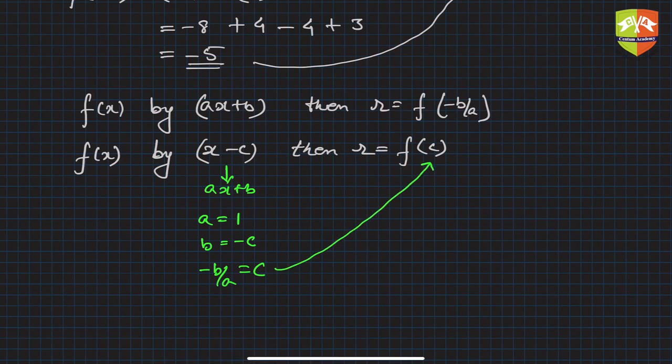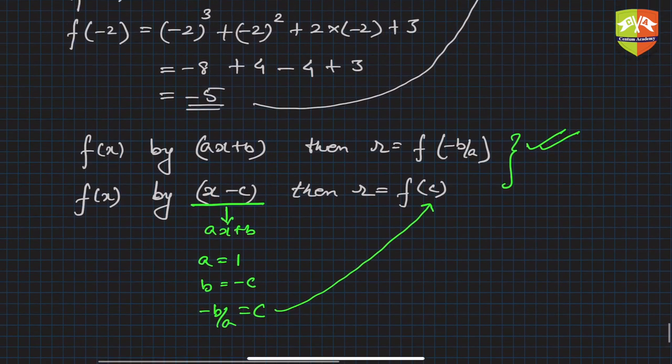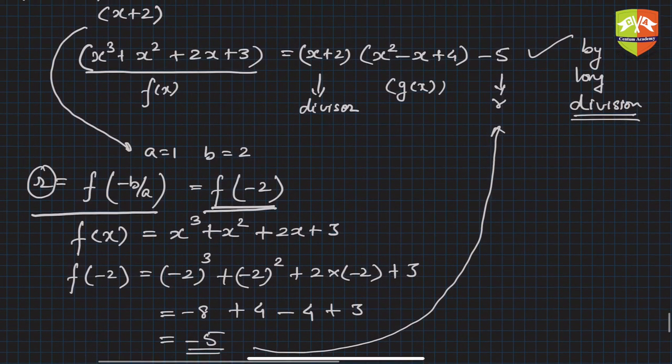So both these forms, you remember, this is a general form and this is a specific form when the coefficient of x is 1 and x minus c is what you're using to divide f(x). Okay, this is the remainder theorem. We'll see some problems on this to make it more clear. I hope this theorem is understood. This is a very vital theorem. You're going to utilize it multiple number of times as long as your algebra journey is on.